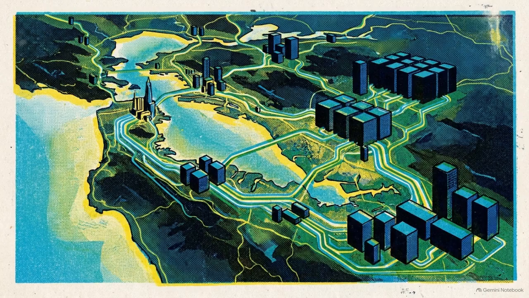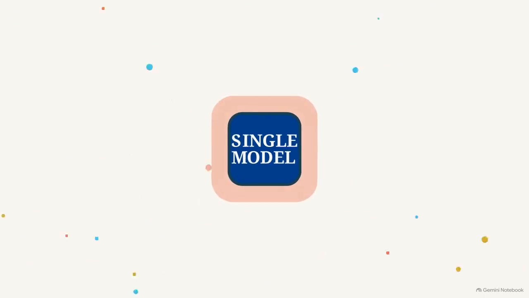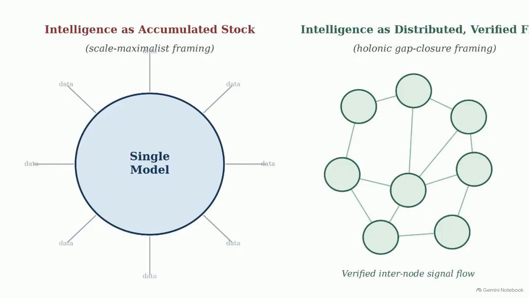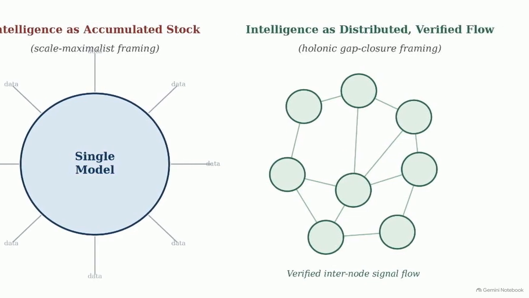Many in Silicon Valley treat this as a problem of engineering and scale. Leaders like Sam Altman and Jensen Huang work from the premise that general intelligence is a byproduct of compute, an asset that accumulates as you feed more data into a single massive model. This diagram contrasts that model with a different thesis. On the left is intelligence as a stock hoarded inside one model. On the right is the Copernican correction, intelligence as a distributed flow across a verified, federated network.